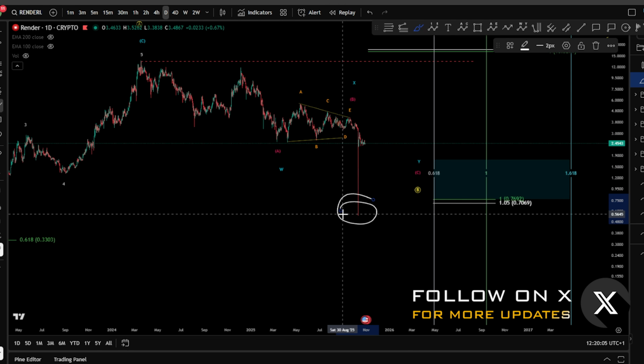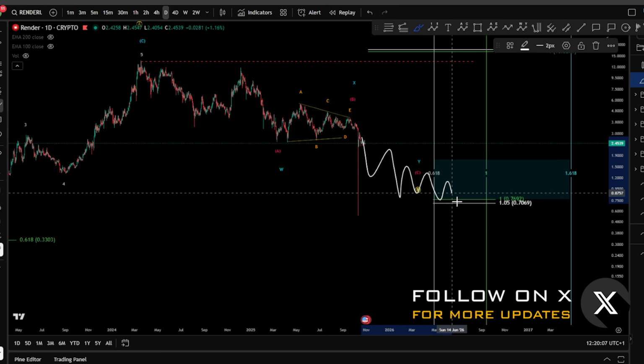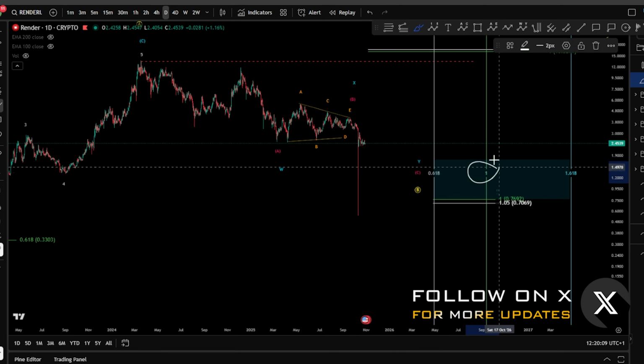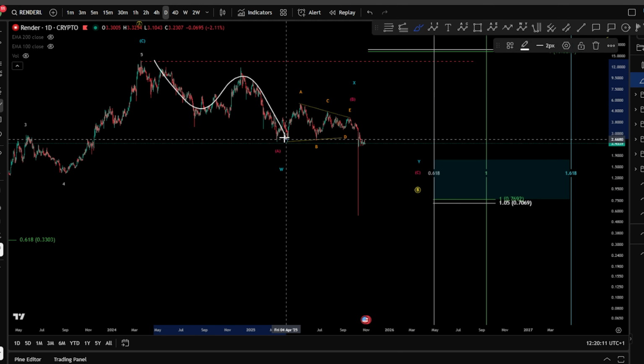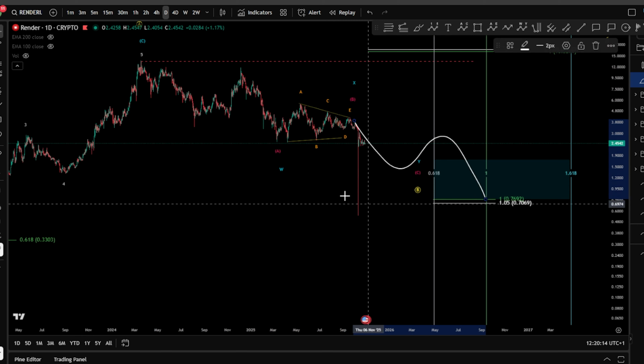We got the lower prices, but I believe that we might still range until this area to reach the time, because the time is required to finish the structure.